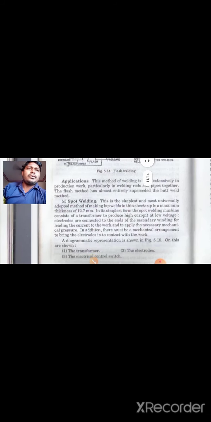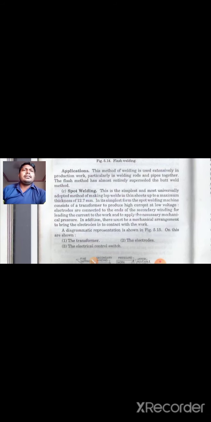Now spot welding, the third type, is the simplest and most universally adopted method of making lap welds in thin sheets up to a maximum thickness of 12.7 mm. So the maximum thickness is 12.7 mm. Beyond that we cannot weld. It is the simplest form.